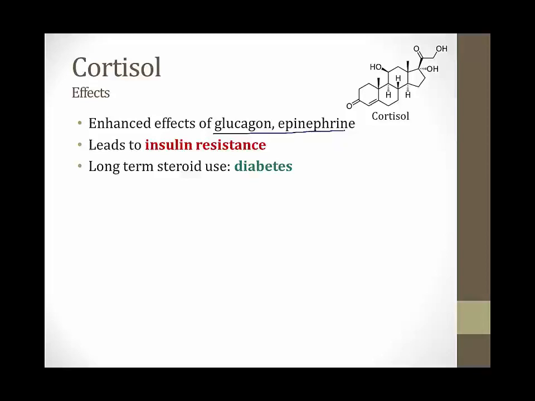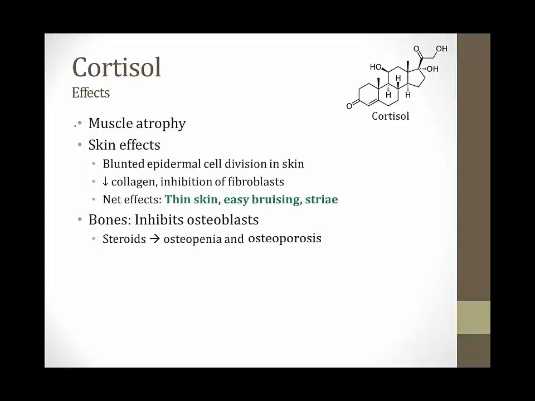Over the long term, however, patients who have chronically high cortisol levels can develop insulin resistance. This is a big problem in patients who take steroids for long periods of time. They often develop diabetes. Cortisol has negative effects on your muscles, skin, and bones. Remember that it's designed to help you survive through times of short-term stress, so it doesn't want to divert energy towards growth of your muscle or your skin or your bones. It will shut down growth in those tissues.